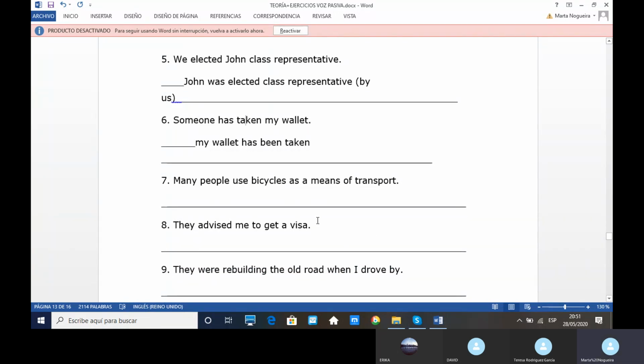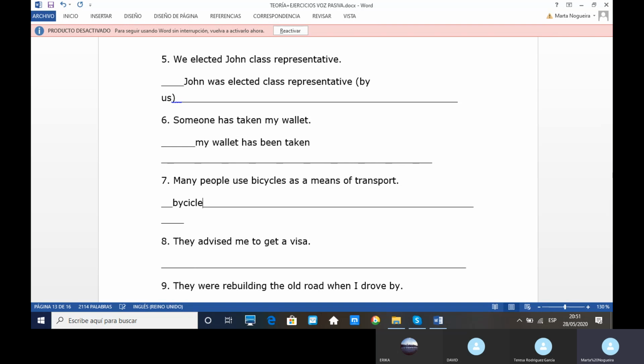Seven. Many people use bicycles as a means of transport. Okay, means of transport es medio de transporte. Use is present. So, bicycles, ahora tengo que poner el to be en presente, pero claro, lo tengo que conjugar. Entonces, bicycles are, eso ya es el presente del to be. Perdón, lo he puesto al revés. Bicycles es plural, por eso pongo are.